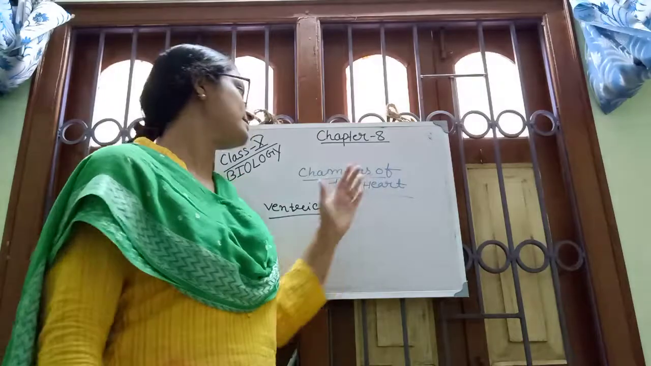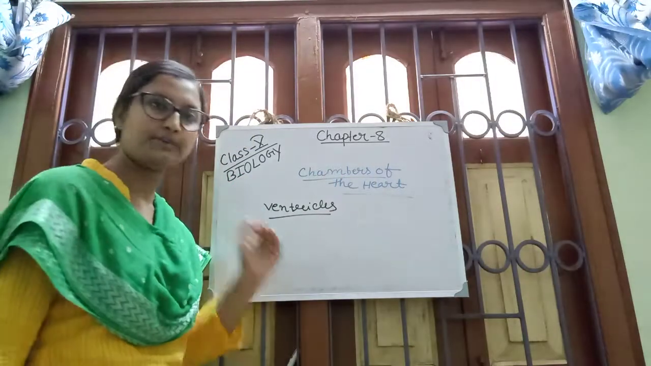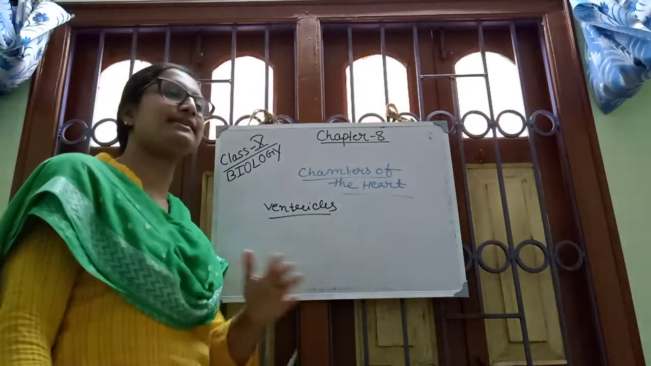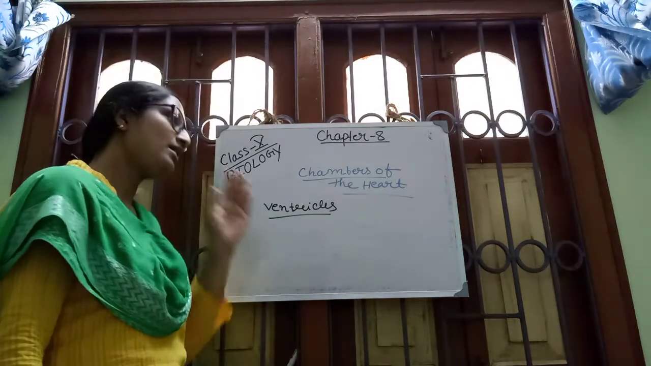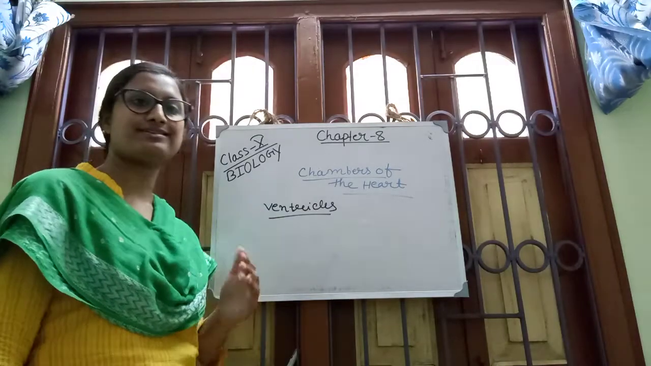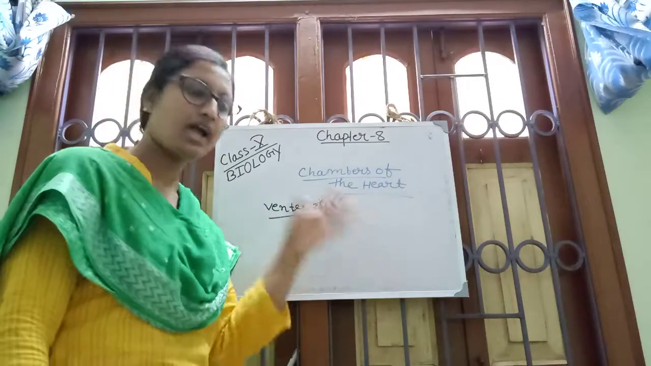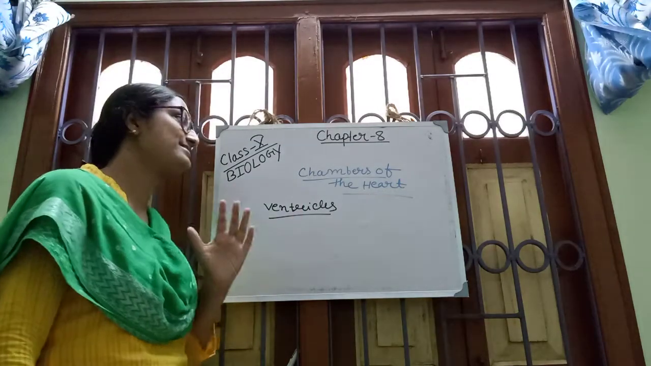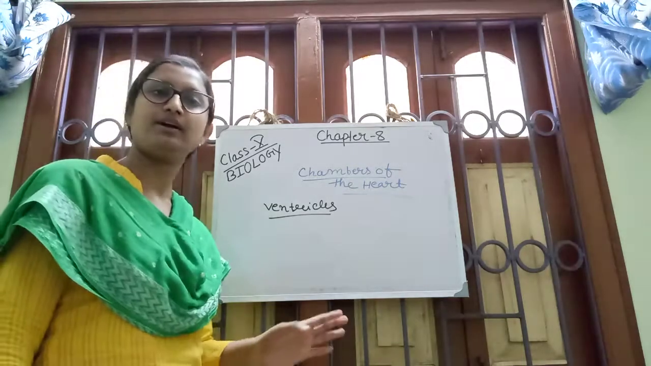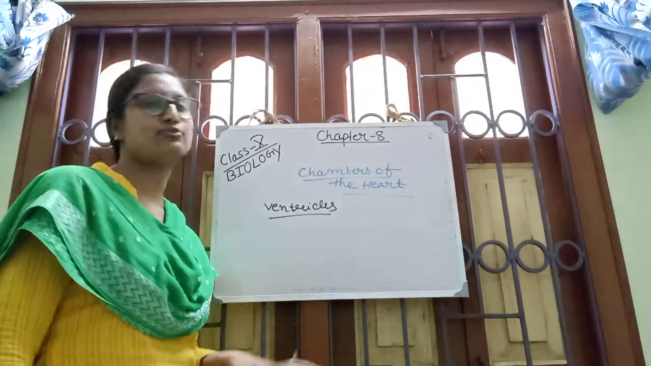Today I will discuss the chambers of the heart. After that I will discuss different types of blood vessels and different types of valves. The base is most important. If you do not understand the structure of the heart, then you cannot understand the blood circulation. I hope the chambers of the heart are clear, and what fossa ovalis and foramen ovale are is most important.